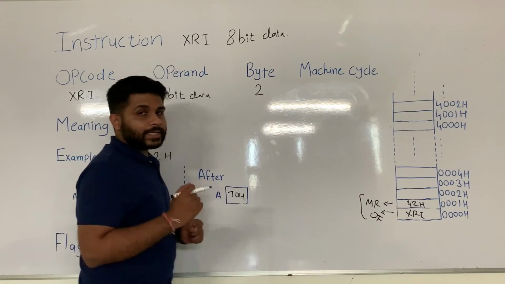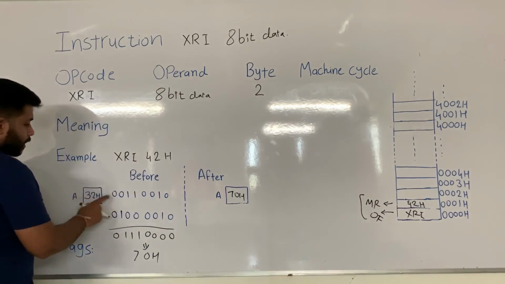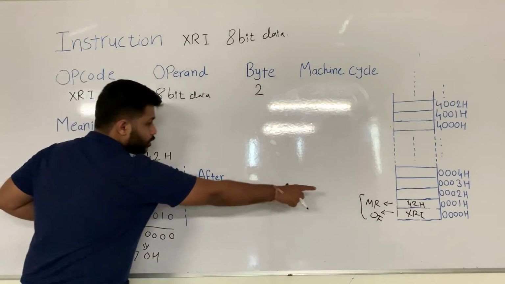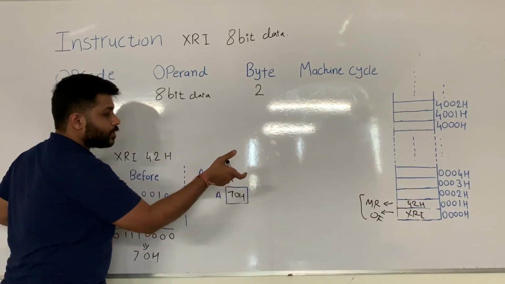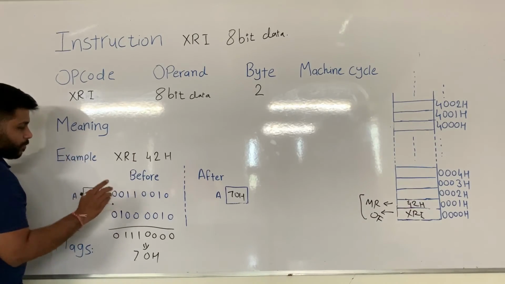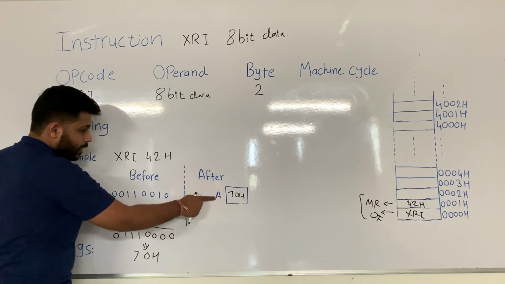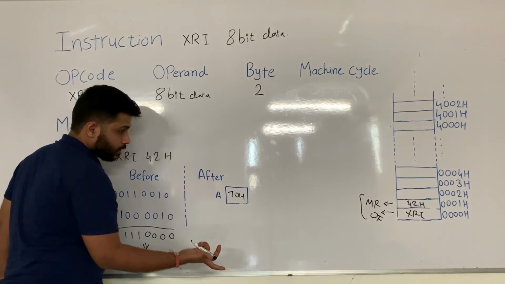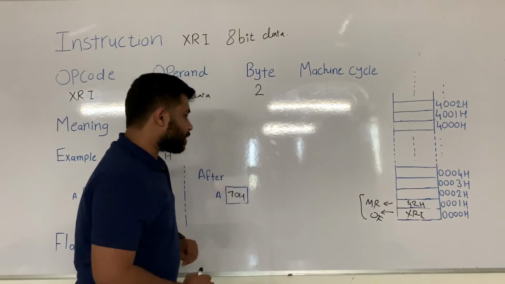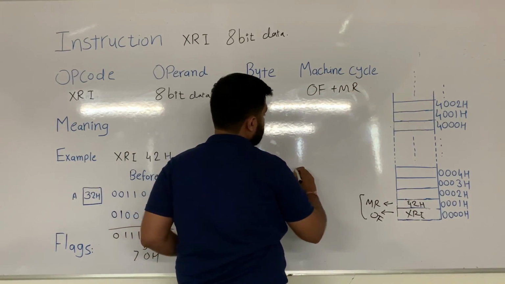Now, during execution, what is happening? The logical XOR is being performed between the content of the accumulator and 42H. If you remember, 42H was transferred during the instruction read process. It means 42H is already present in the microprocessor. So the processor will perform XOR between the content of the accumulator and 42H, and the result is stored in the accumulator. Again, the accumulator is a part of the microprocessor, so during the execution, no interaction with memory is happening. So only 2 machine cycles are needed, that is opcode fetch plus memory read. And this is it for this instruction.